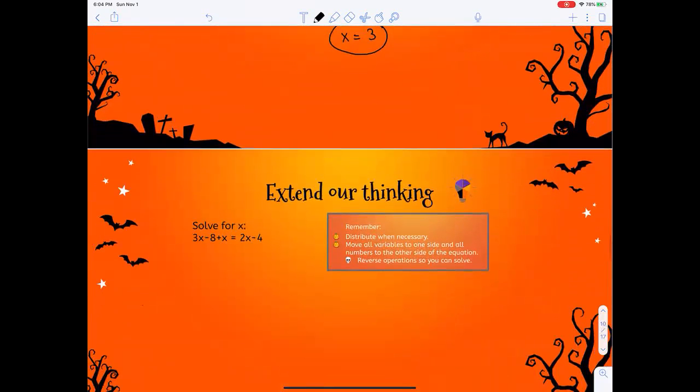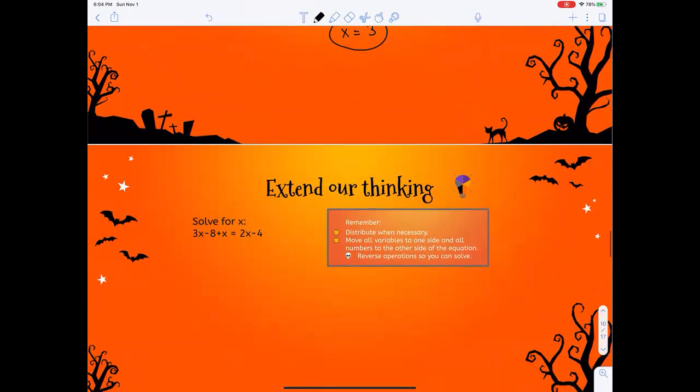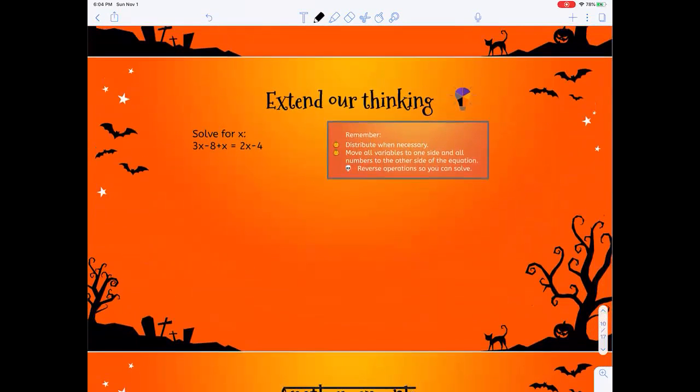All right. So now let's extend our thinking a little bit more. I just wrote again here, distribute when necessary. I don't see any parentheses, therefore I don't think we're going to need to distribute, right? And then second step, make sure we move all variables to one side and all numbers to the other. I see an x here, an x here, and an x here. Therefore, there are not all variables on one side and numbers on the other. And when I say one side and the other, I'm talking about to the left or to the right of the equal sign.